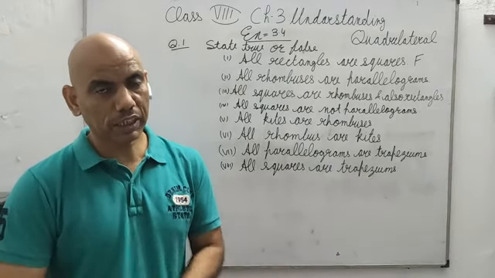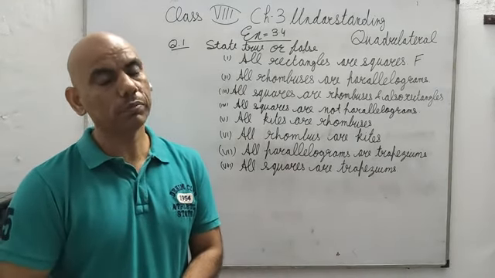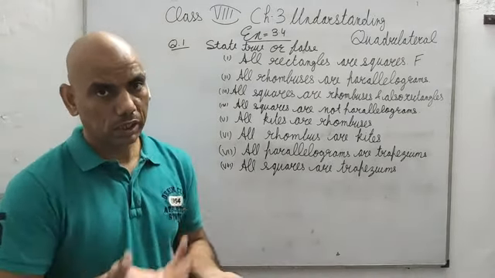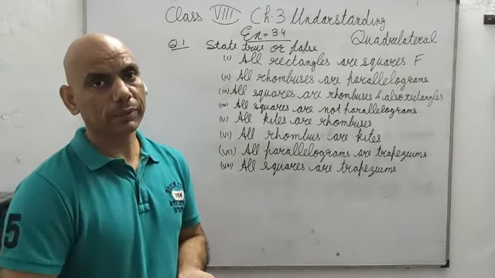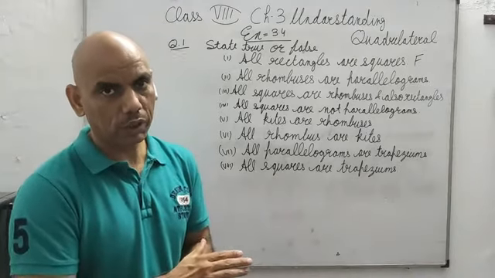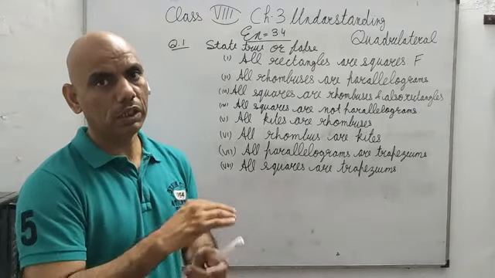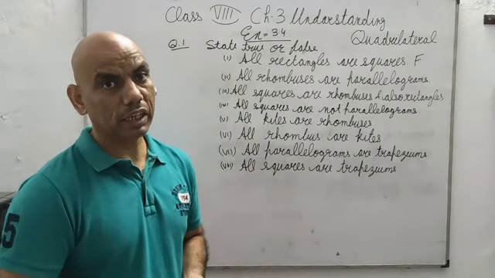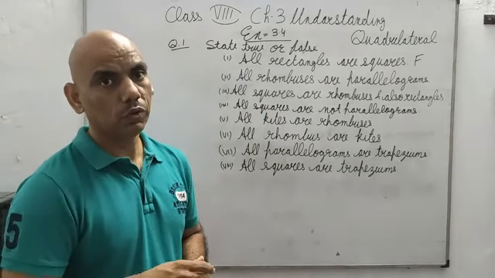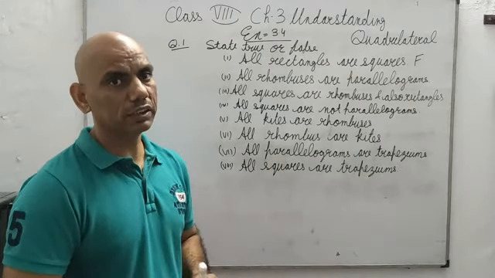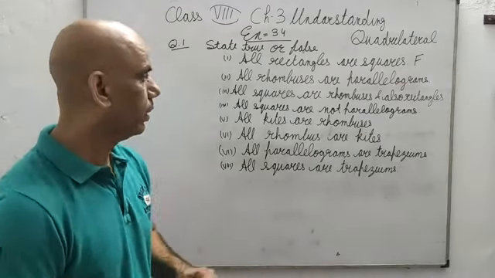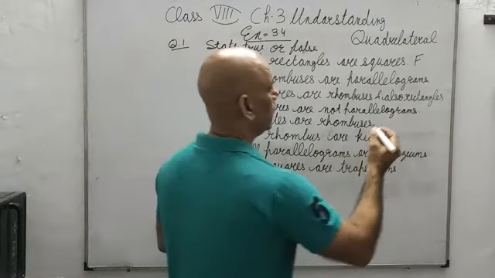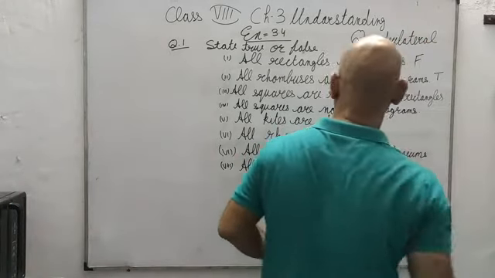Does a rhombus contain all the properties of a parallelogram? Yes. It contains all the properties. Like it has two pairs of parallel lines. Its opposite sides are equal. Its opposite angles are equal. Its adjacent angle sum is 180 degrees and its diagonals bisect each other. Some extra property it has, so that doesn't make a difference. But a rhombus contains all the properties of a parallelogram. That is why it is true.